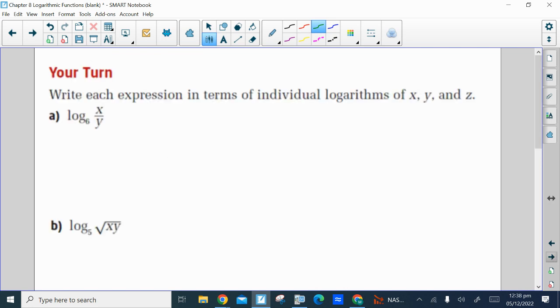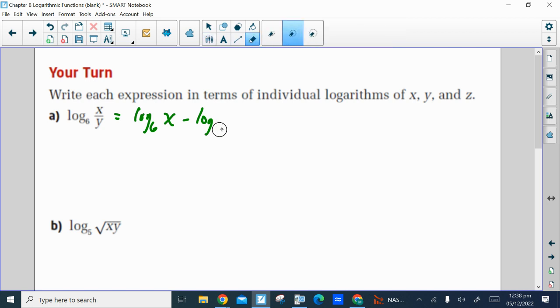Right, same thing on the next page. For the first one, because it's x divided by y, that's the quotient law. Remember, the bases stay the same. So it's log base 6 of x, take away log base 6 of y.